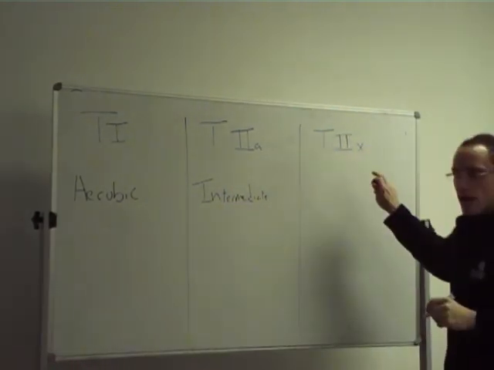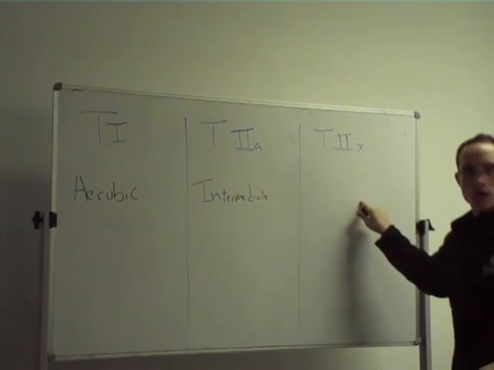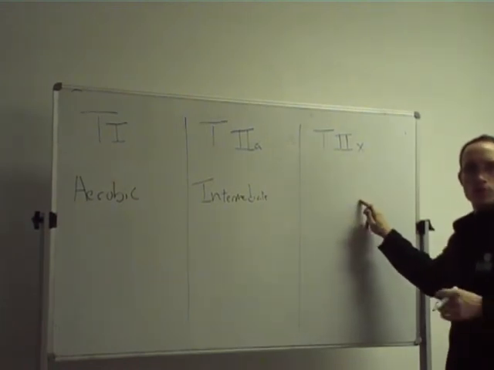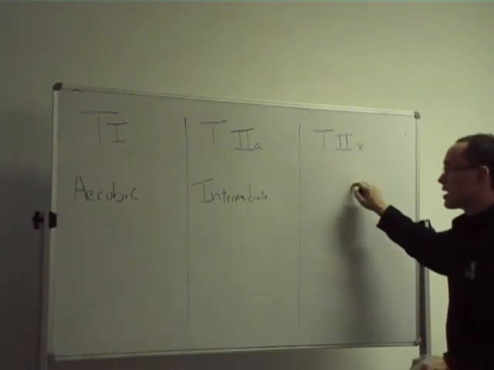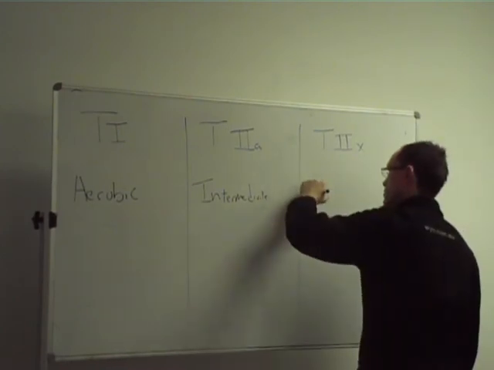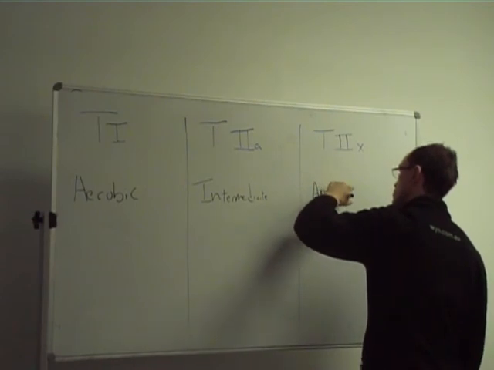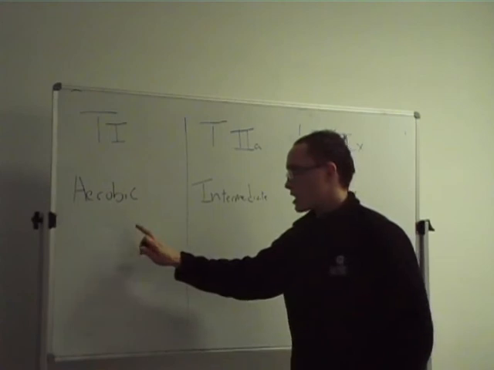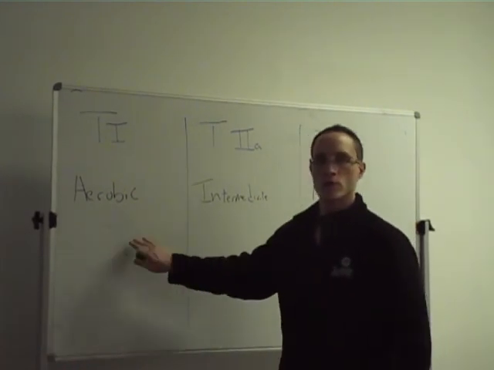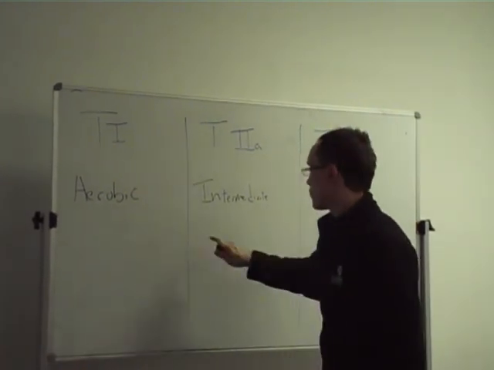Okay, and our type 2X used to be called type 2B. Type 2B fibres are only found in animals. In humans they are called type 2X. These are our anaerobic fibres. Now, these guys have a high number of mitochondria, okay?